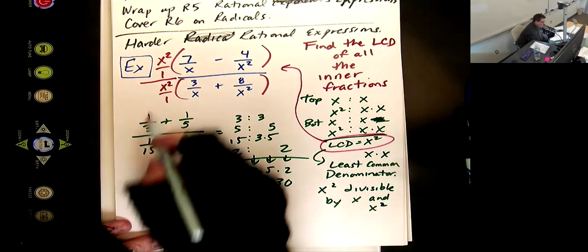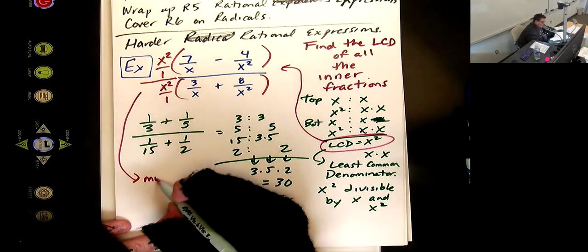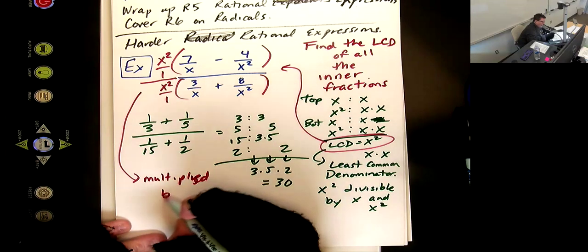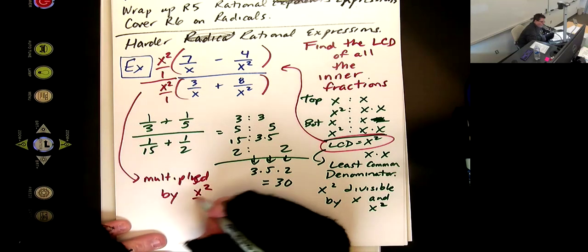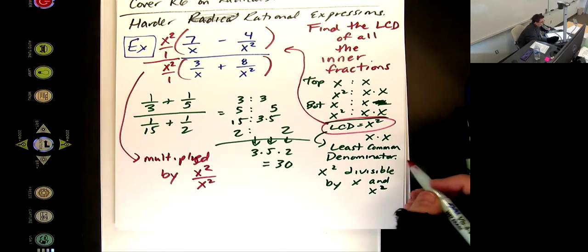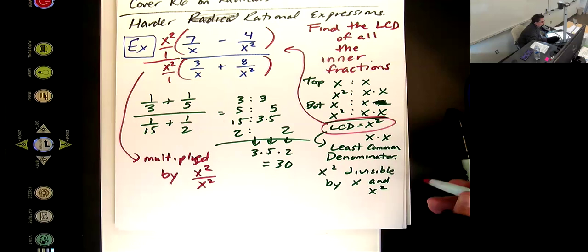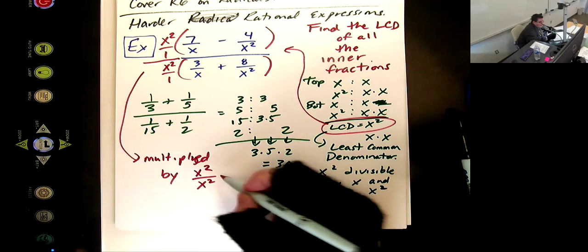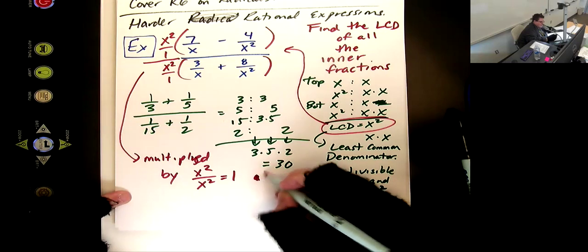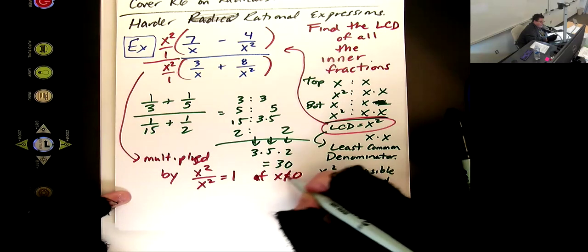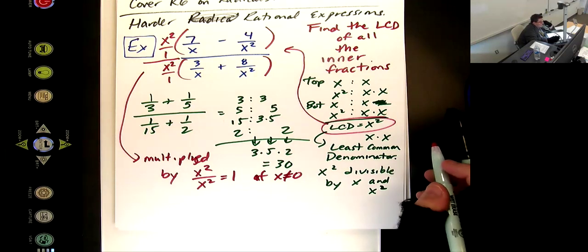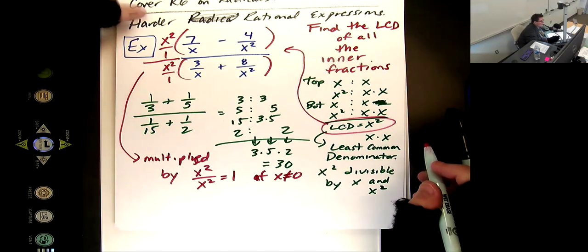What I've done here is I have multiplied by x squared over x squared. What is any number divided by itself? This is 1, as long as x doesn't equal 0. We can't divide by 0, but any other number this works. But there's no equal sign here, so there's no worry about x equaling 0.